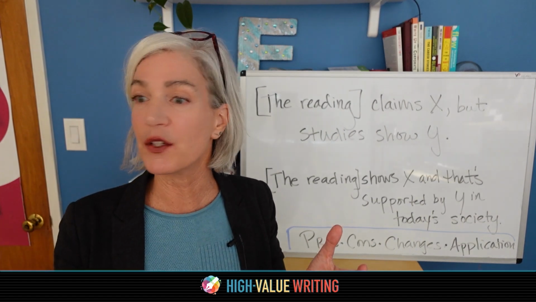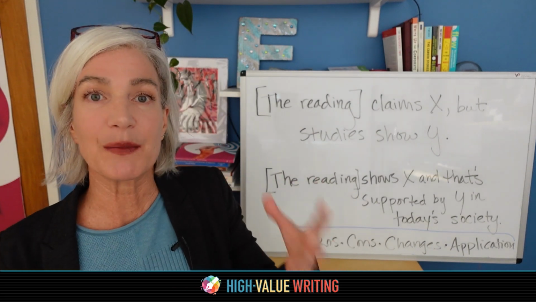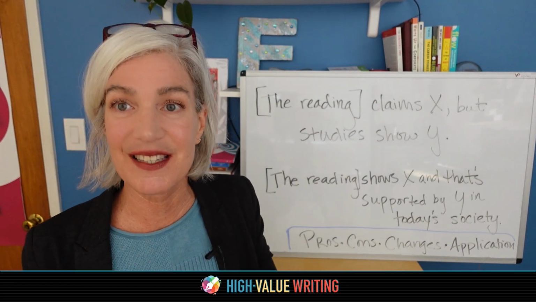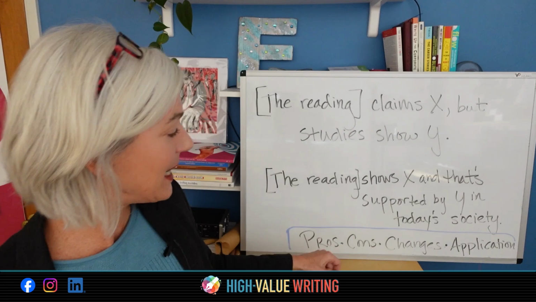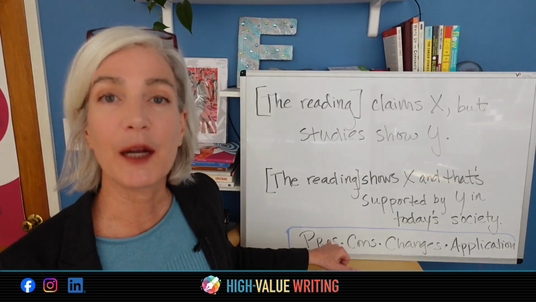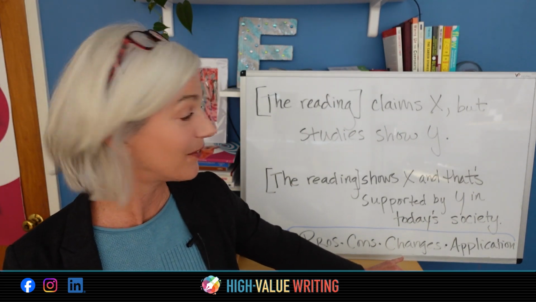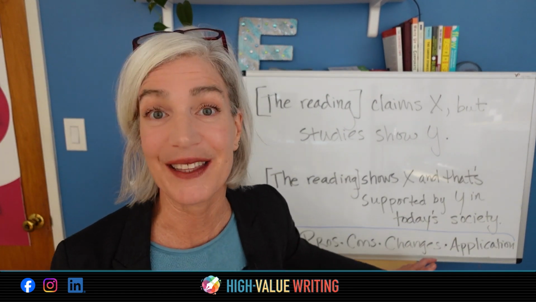My evidence from the story will be about bullying examples. My evidence from society will be facts and statistics and studies about that. When in doubt, you can always think of a question or topic for yourself, thinking about what's a benefit, what's a drawback, what's something that's changed or is different, or what's something I could apply this to.